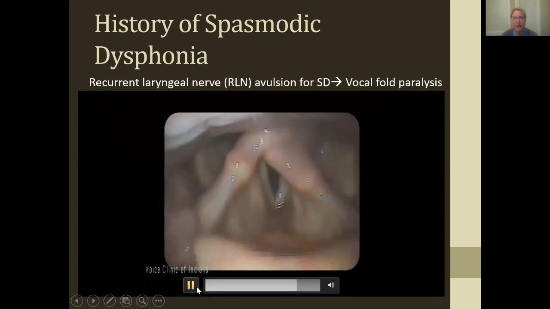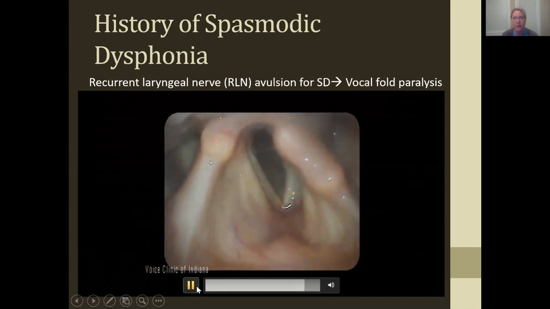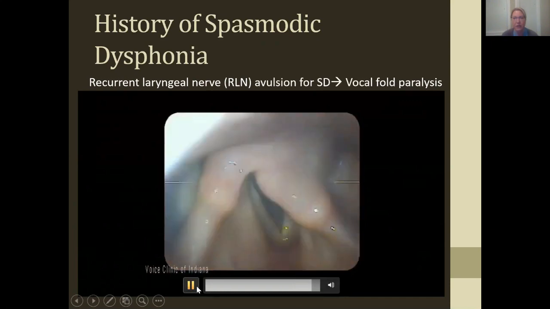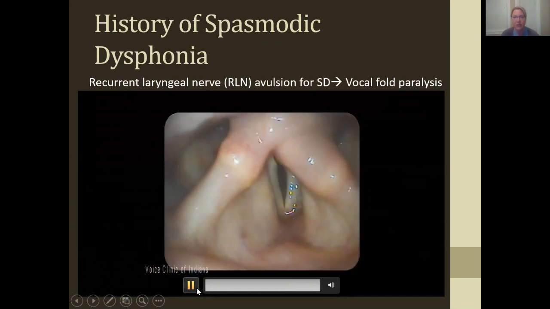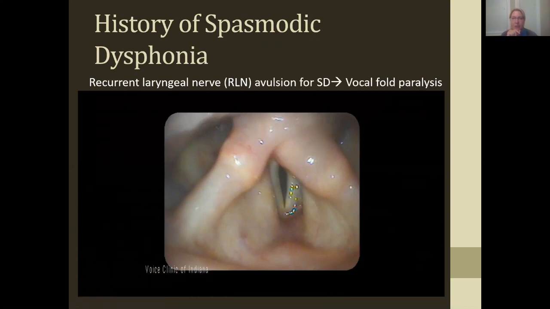And you can hear. So you can hear and you can see that this patient essentially now is left to work with a leaky valve. The voice is almost a whisper. And so the patient doesn't have spasms anymore, but the patient doesn't have a good voice either. So it's not a great trade-off.